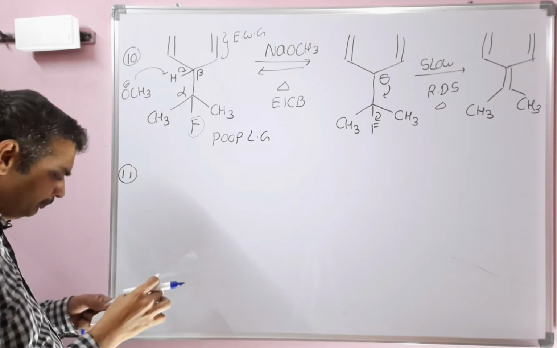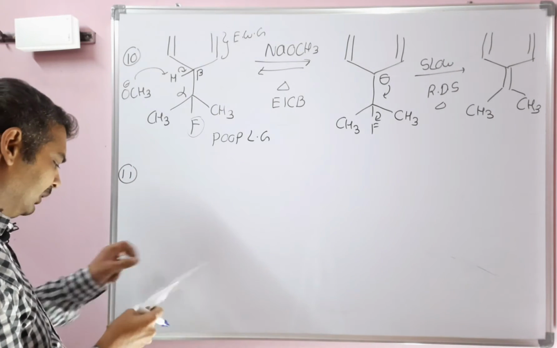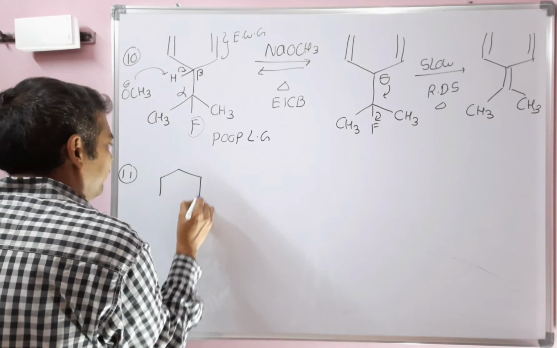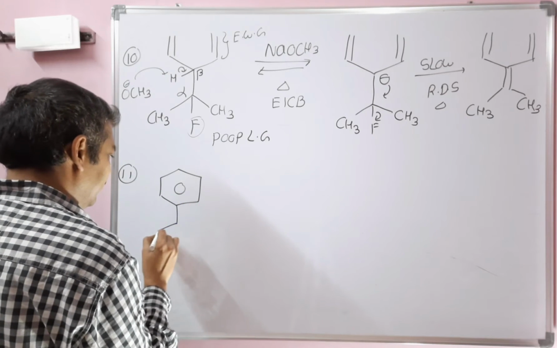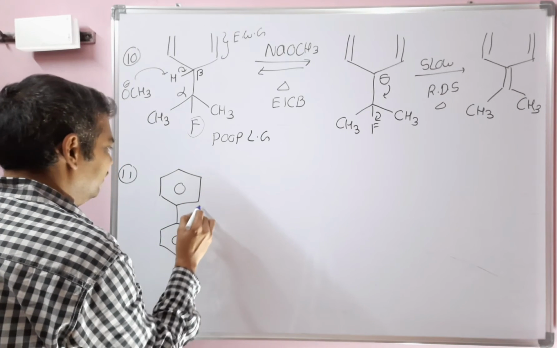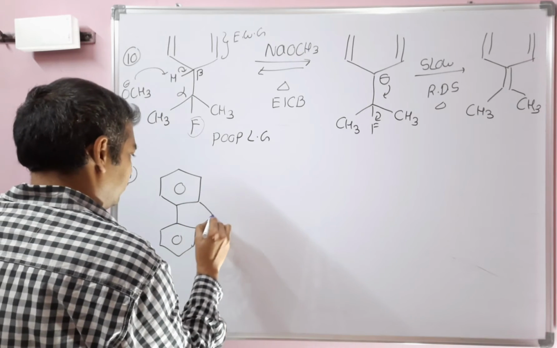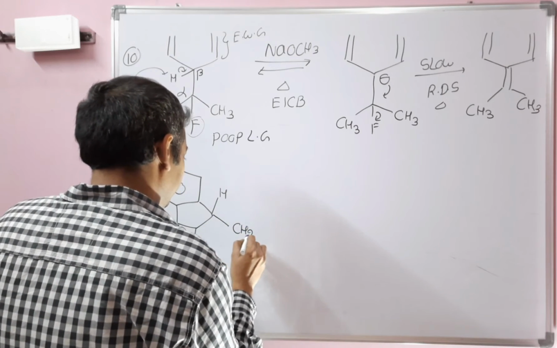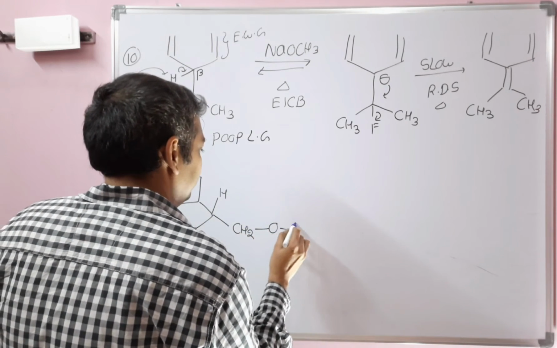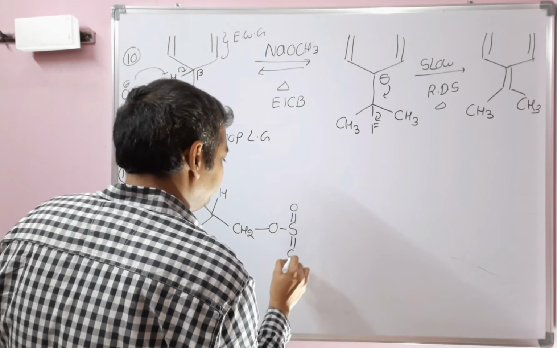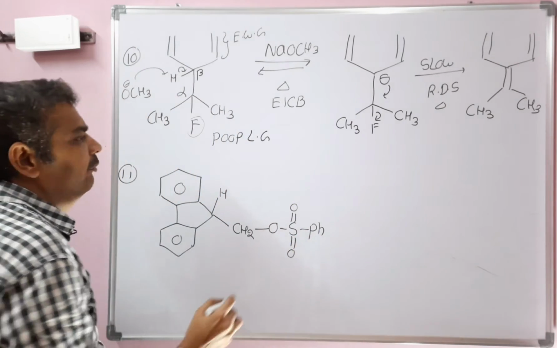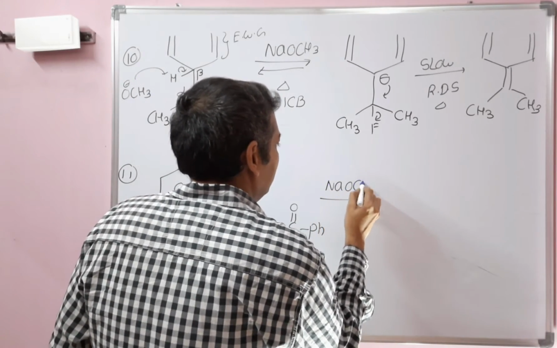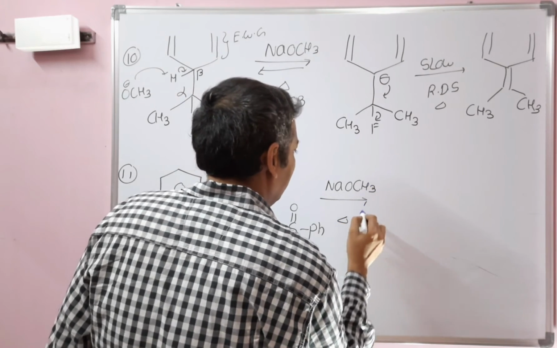So, next example. Example number 11. Write the product obtained when this compound, phenyl sulfate, reacts with sodium methoxide at high temperature.